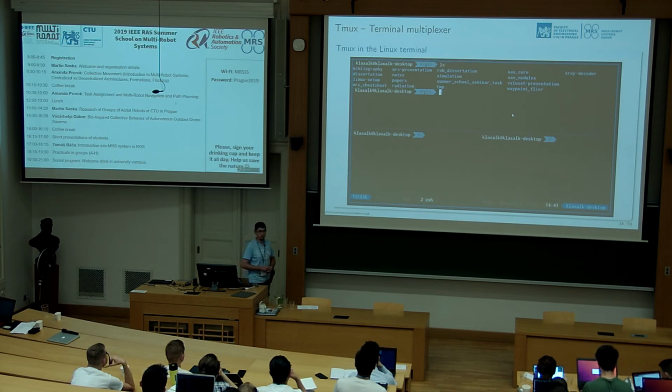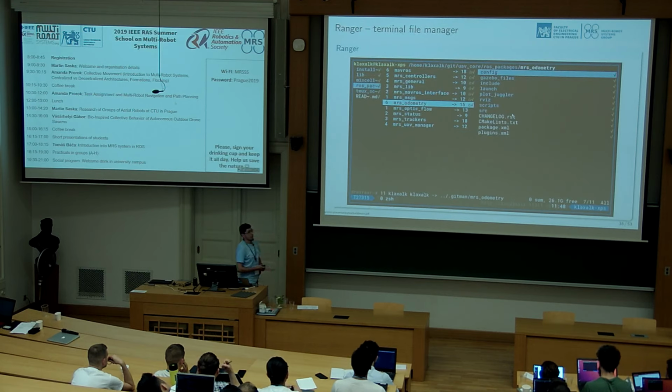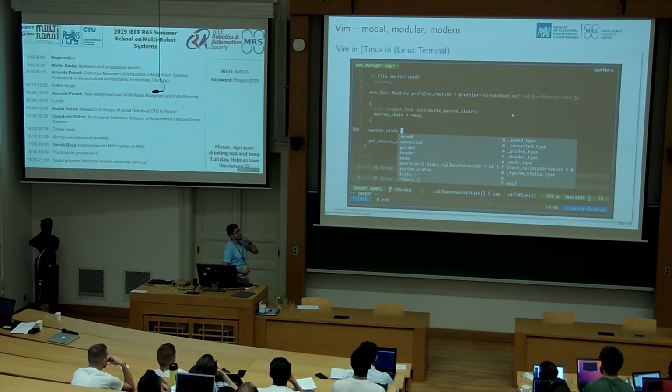You'll see me working with something called Tmux, a terminal multiplexer. This is a program which allows us to run multiple subterminals in a Linux terminal. It's very important because when we are connected remotely to the drone, using this program, we can easily run multiple programs in the background, like if you open multiple tabs in a browser. You might see me using the Ranger file manager. It's pretty common in our lab. You might see me using the Vim editor. It's also pretty common in our lab. Don't be afraid. It's a normal modern editor.